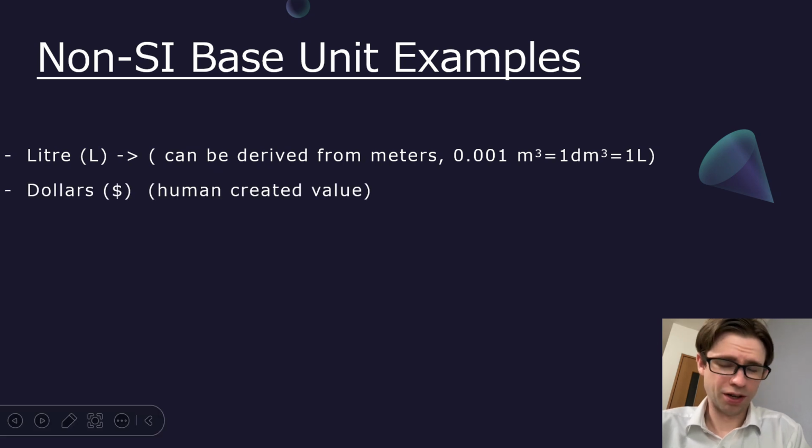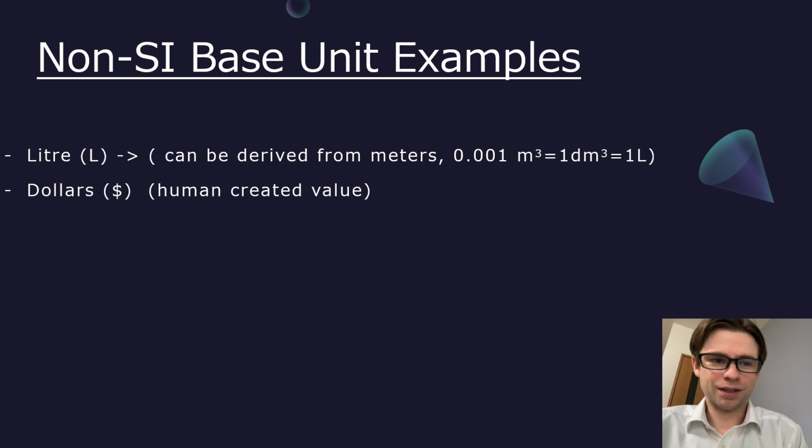What else? Dollars. Here's a non-SI base unit. Dollars is just a human-created value for money, and it isn't directly related to any SI base units, but you'll often see it combined with other units like, I don't know, dollar per meter, and you might be asked to consider what's the cost of building a track of some length or a building of some height. You need to be able to create your own units and ratios in this way as well.